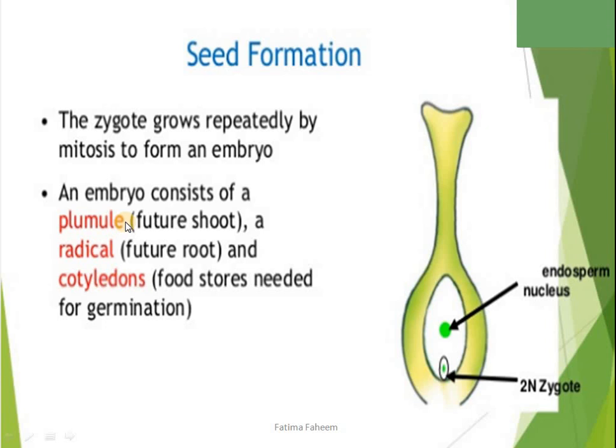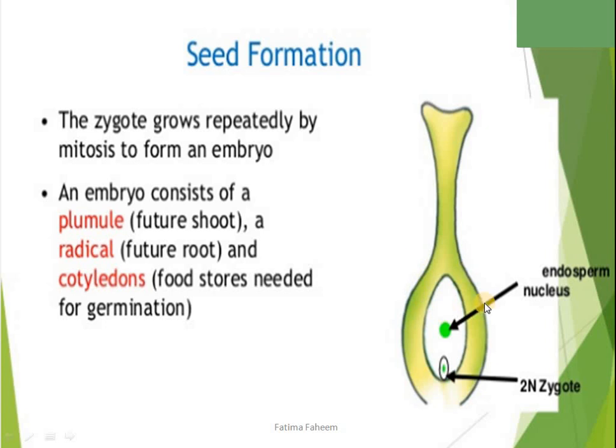So you see that the zygote, which was formed after the fusion of male and female gamete, gave rise to the embryo by repeated mitosis. This embryo in turn consisted of three parts: plumule, radicle, and cotyledons. Plumule is the growing shoot, while radicle is a growing root. Cotyledon provides the food which is stored in it for the seed to use to germinate.